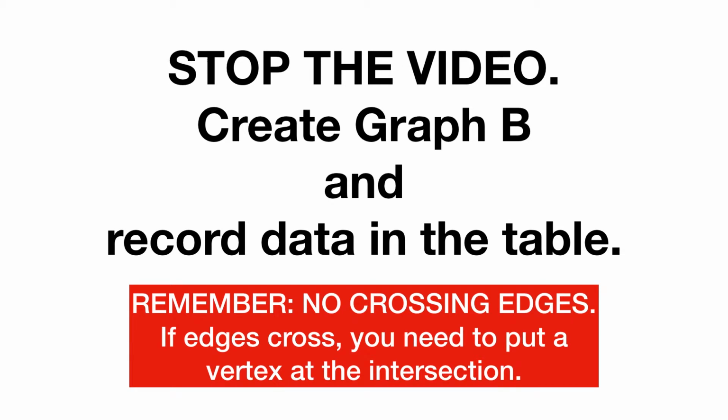Now it's your turn. Stop the video, create graph B, and record data in the table. Please remember that your graphs should have no crossing edges. If edges cross, you need to put a vertex at that intersection. Go to it.